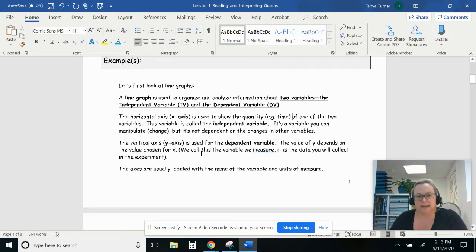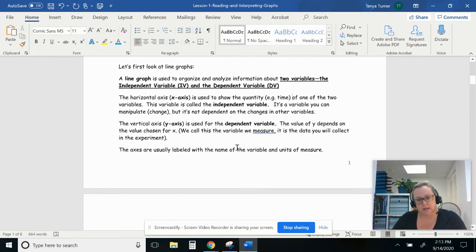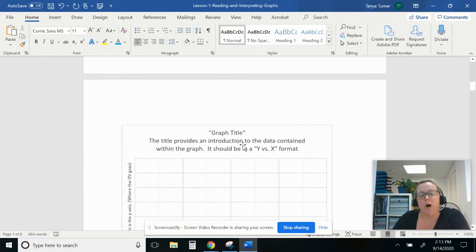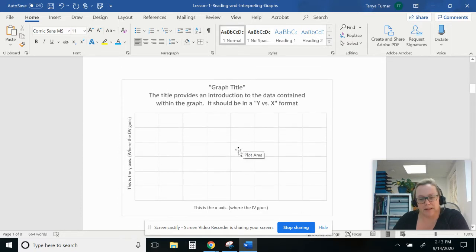The vertical axis, or the y-axis, is used for the dependent variable. The value of y on your graph depends on the value that was chosen for x. This is a variable we measure when we're doing an experiment. You usually label your axes, that's plural for axis, with the name of the variables and the units of measure.